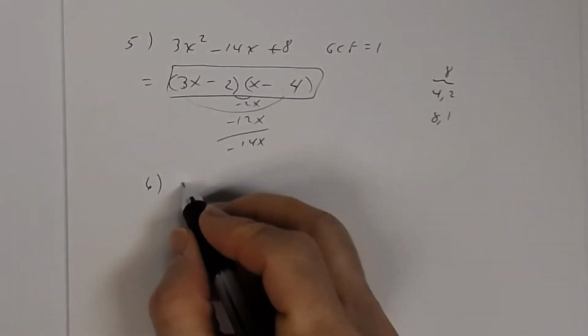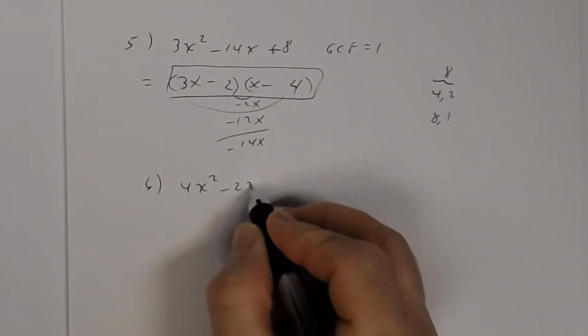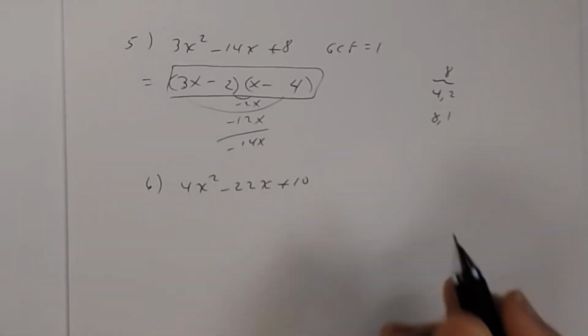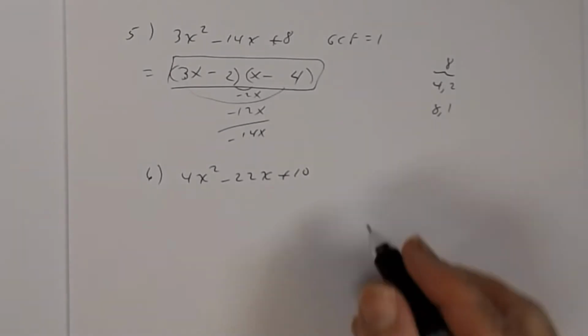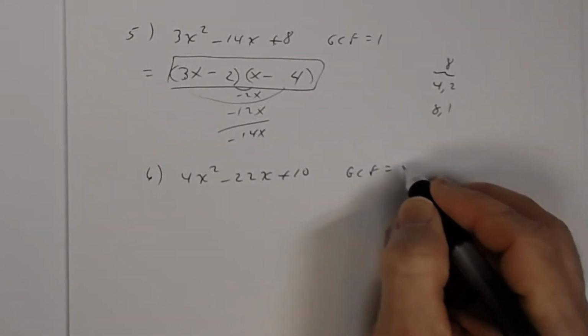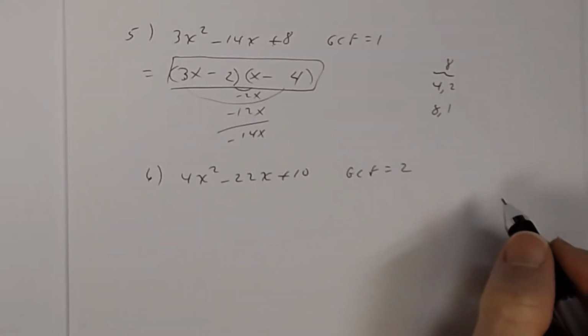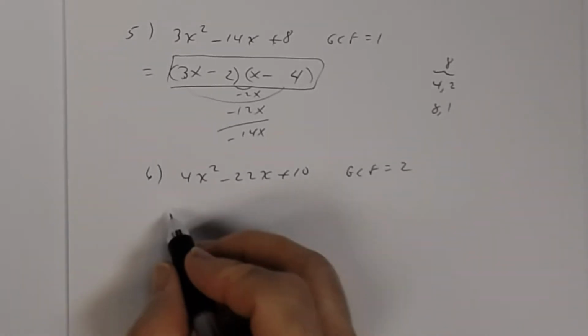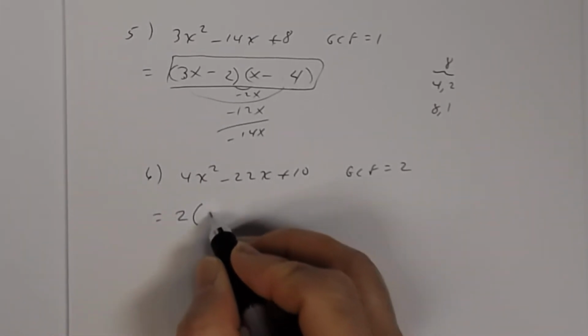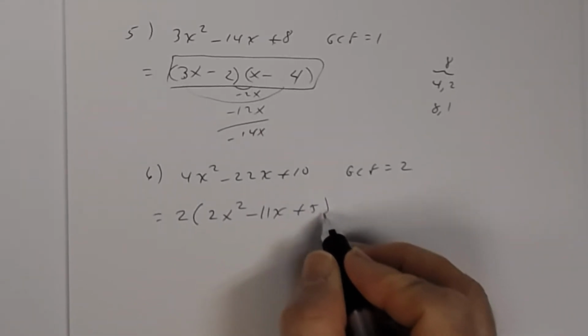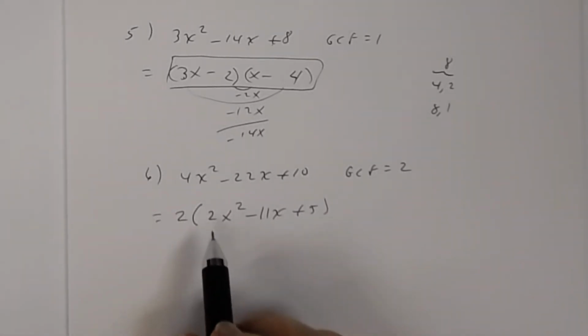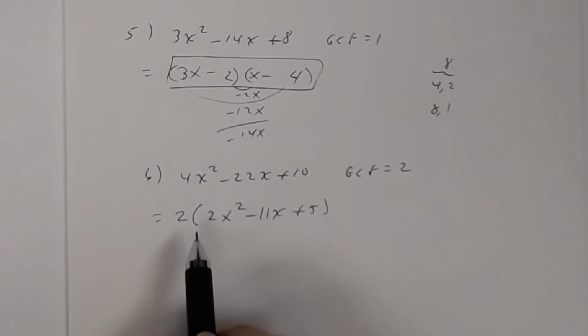We have 4x squared minus 22x plus 10. All right, now, again, notice the GCF is 2. So you've got to factor out the GCF. And so when I factor out the GCF, I get 2 times 2x squared minus 11x plus 5. All right, so remember, you've got to factor out the GCF.